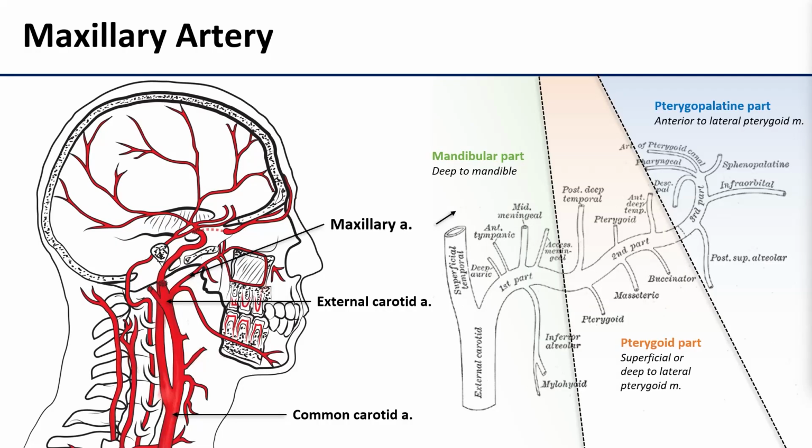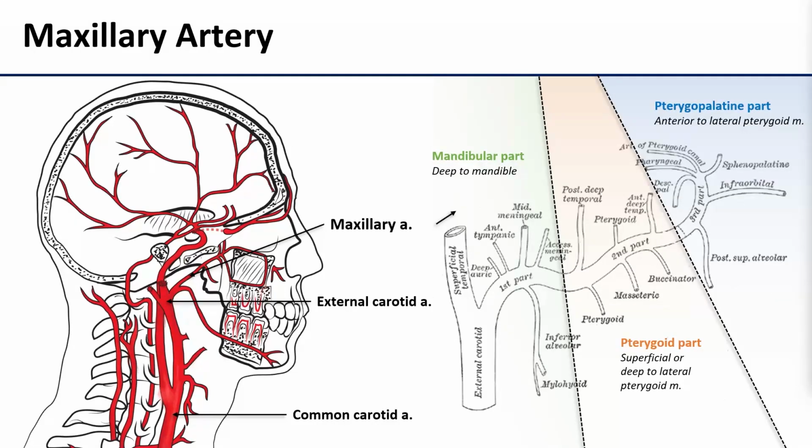All right, the maxillary artery is one of the terminal branches of the external carotid artery, and it supplies most of the midface region. It has a whopping 18 branches, so in order to make that a little bit more digestible, we're going to split it up into three regions.